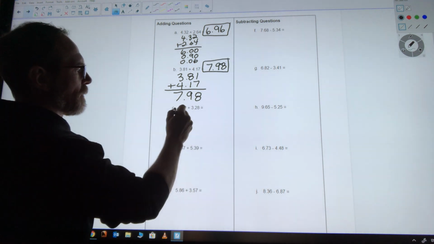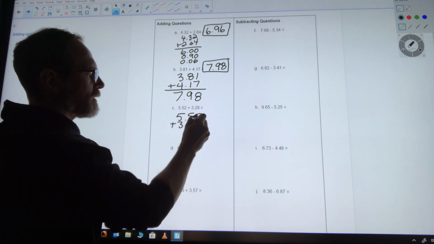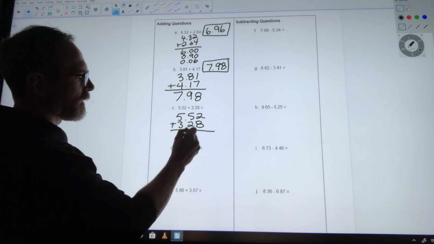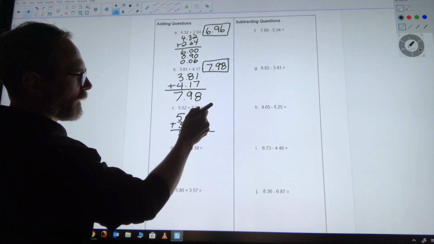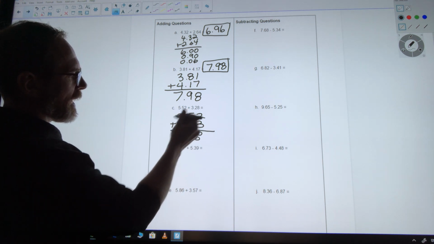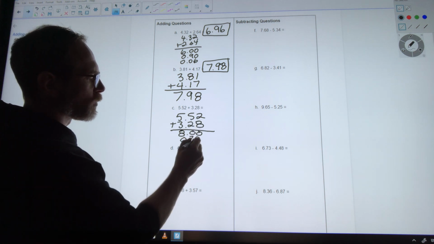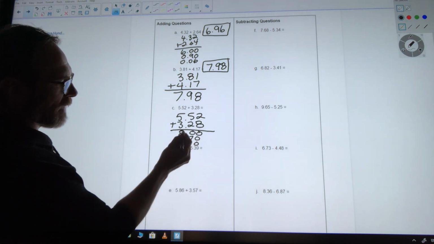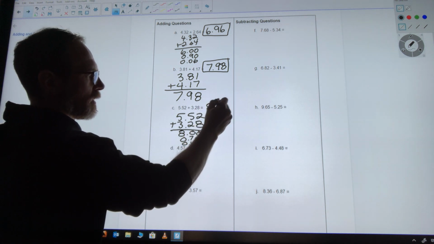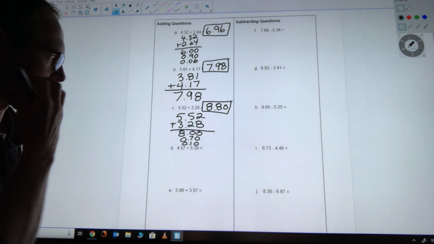C, I'm going to do count forward, count back again. So 5.52 plus 3.28. So my 5 and 3 is 8. 5 tenths plus 2 tenths is 0.7. And then 2 hundredths plus 8 hundredths is 10 hundredths, which is really 1/10. So I have 8.80. And I can put 8.80, the 0 is kind of redundant. We talked about that before.